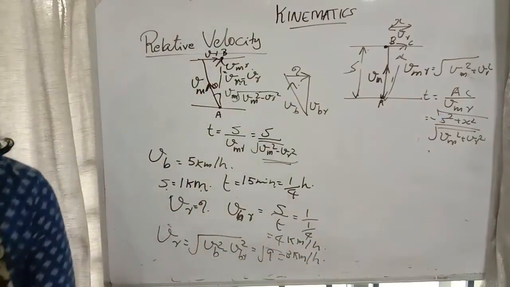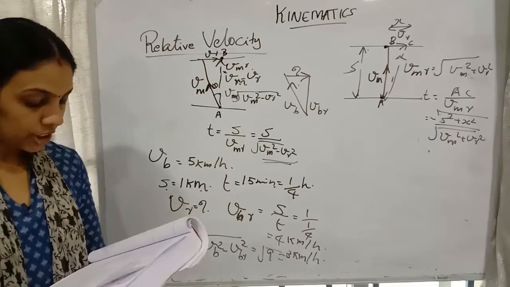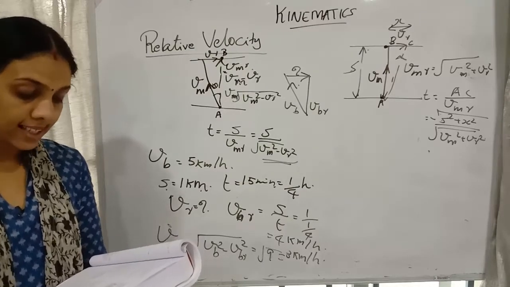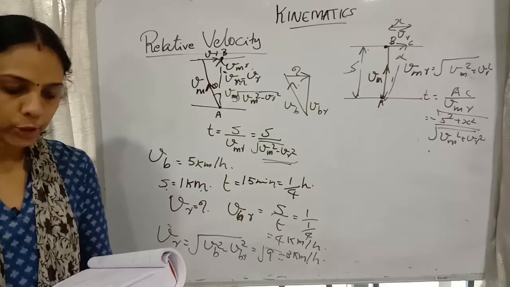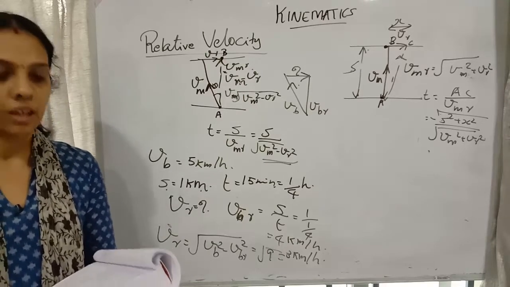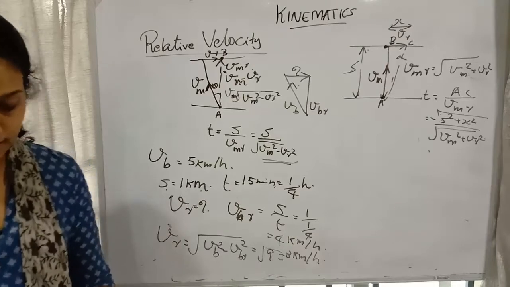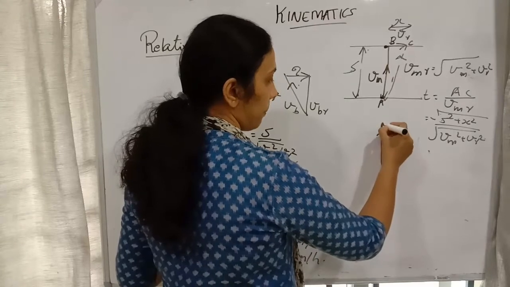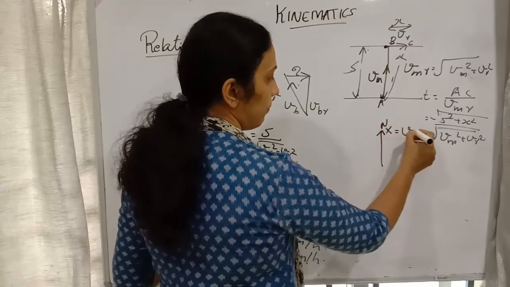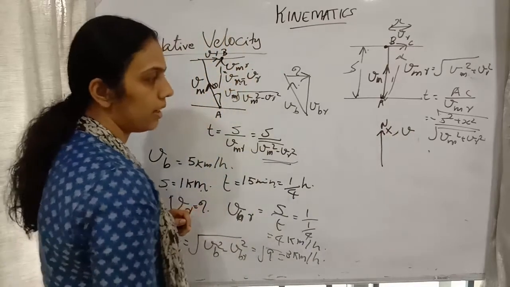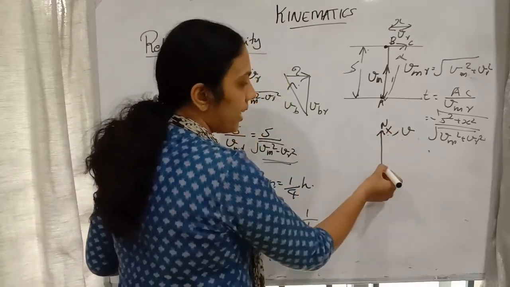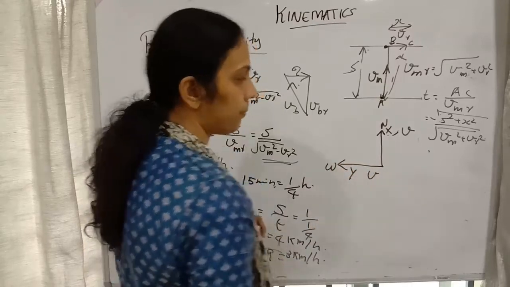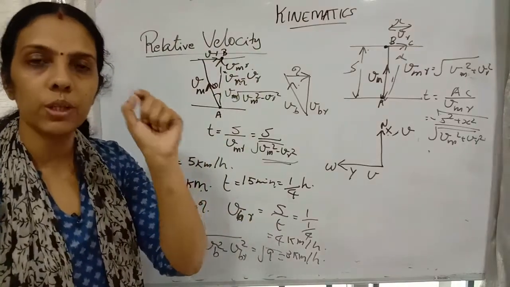Clear? So the next question is, a ship X moving due north with the speed V observes that another ship Y is moving due west with the same speed V. Find the actual velocity of Y. So here a ship X is moving due north with the velocity V, and he observes that another ship Y is moving due west with the same velocity V. We need to find out the actual velocity of Y.